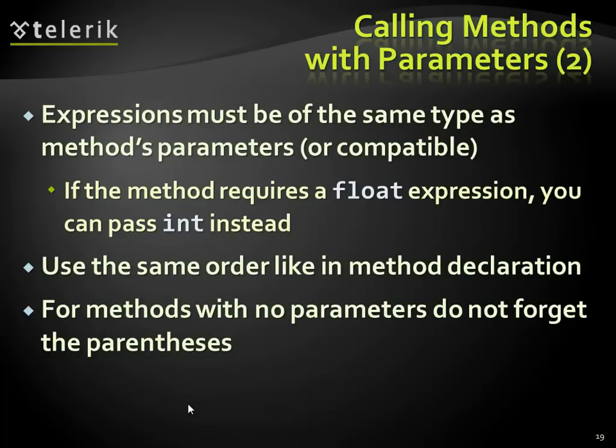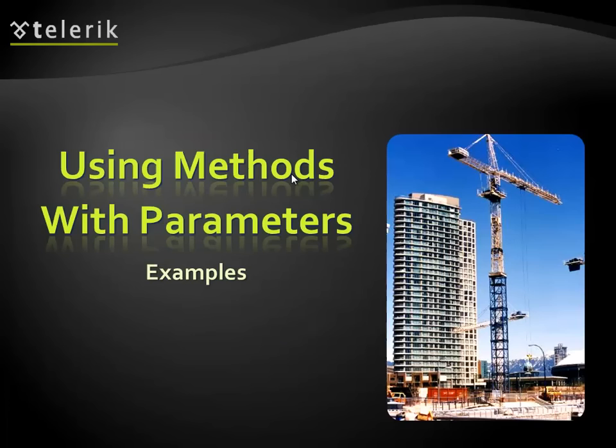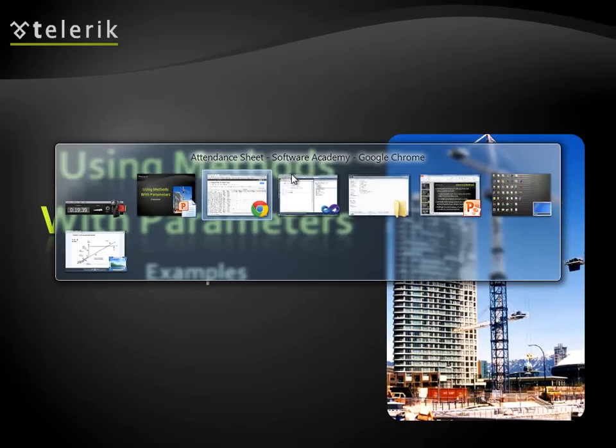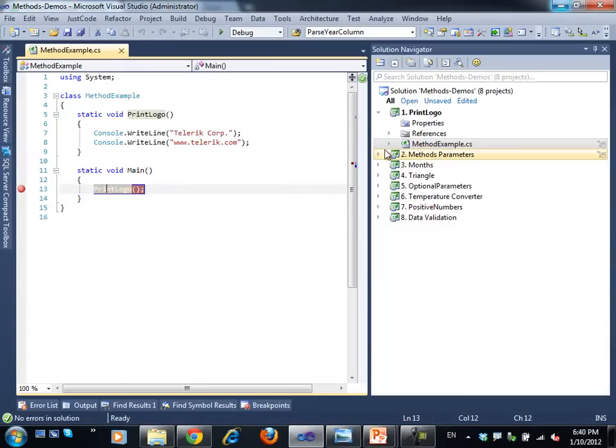Of course, our expressions and our types, whatever we send to the method, has to comply with what our method requires. So if it's an int, it has to be an int. Of course, if it's a float, you can also send an integer, because it could get boxed into a float, and that's still valid. Nothing new in this one. So let's see the parameter methods.